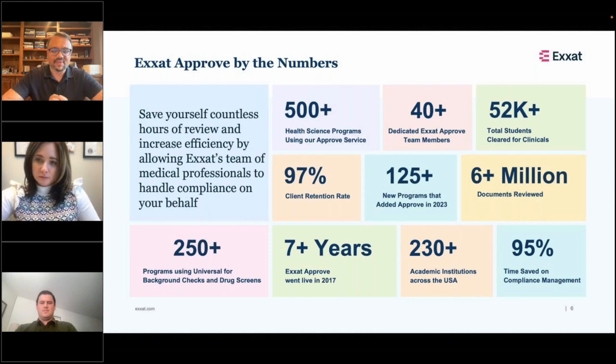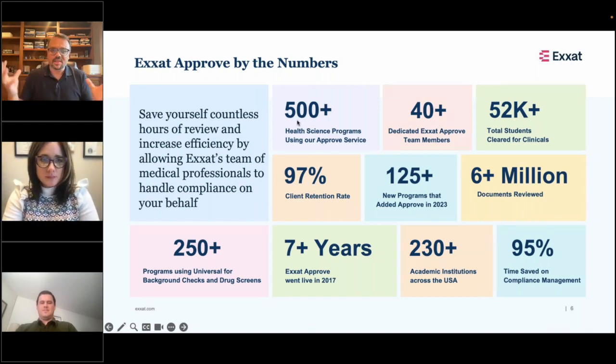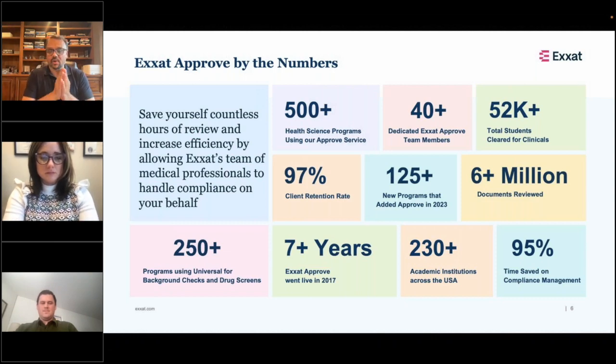I'm glad to note that we now have 500 different health sciences programs actively using our Approve service, from all different disciplines, whether it be PT, OT, physician assistant, nursing, both undergraduate and graduate degree programs, different kinds of certificate programs. There are certain colleges who have said, you know what, we want to use Approve as part of our admission requirement also. So we have really seen the service being used soup to nuts in terms of adoption and the different disciplines.